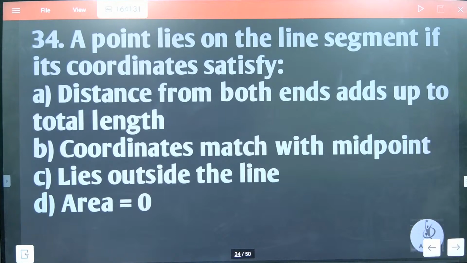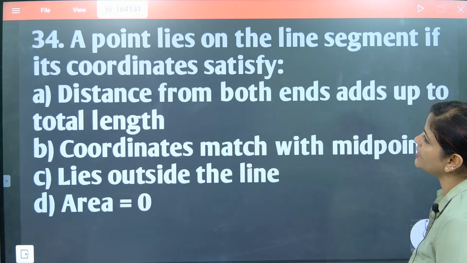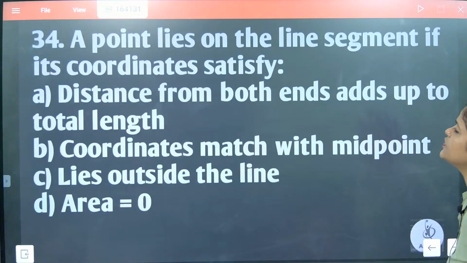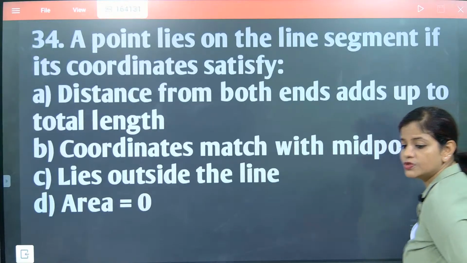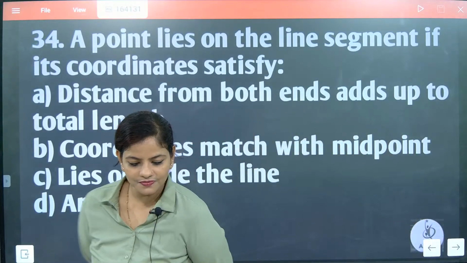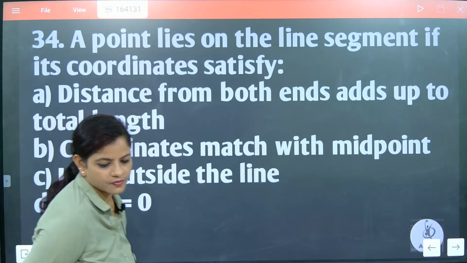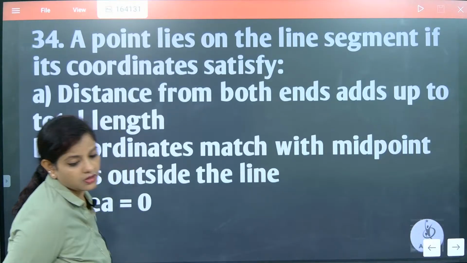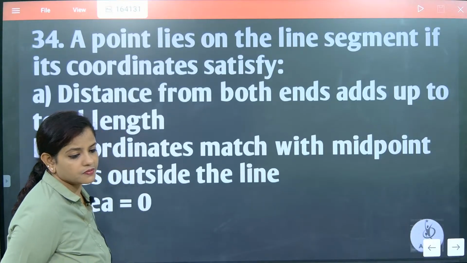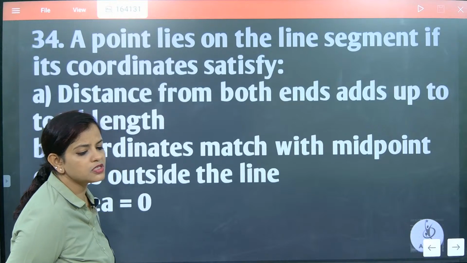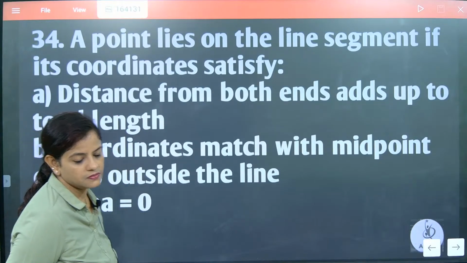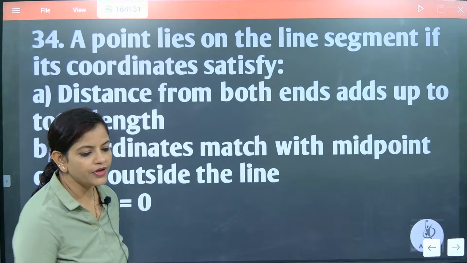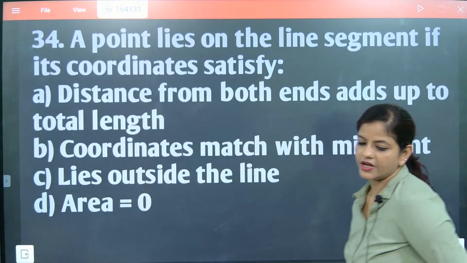Come on, go for it. A point lies on the line segment if its coordinates satisfy distance from both ends add up to the total length. Coordinates match with midpoint, lies outside the line, and area is equal to 0. This is seriously a very good question. The y part is exactly because of that, so only I drew it, because the y value remains 3 only. Okay, I'm moving so that you can read the question out. Let's see, offline children, can anyone answer the question, please?